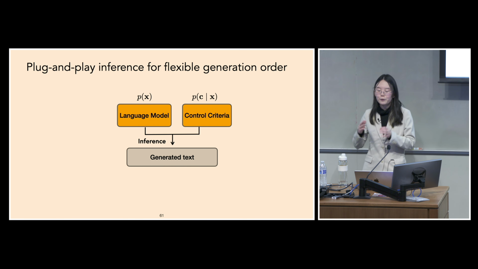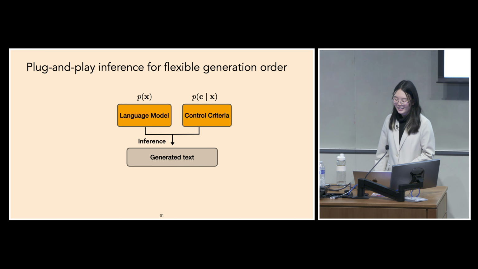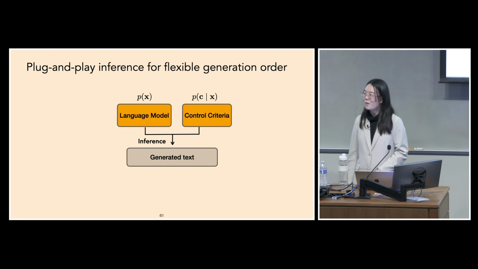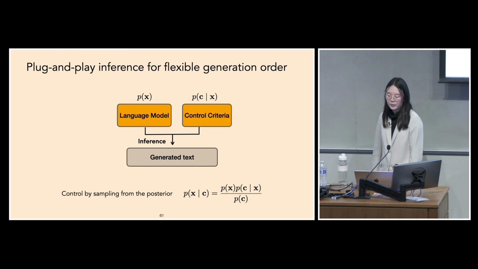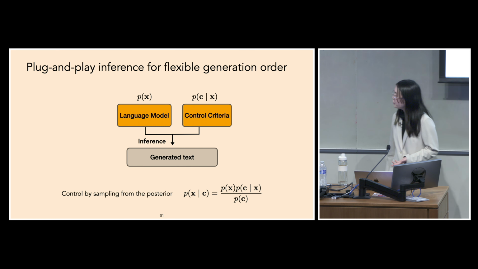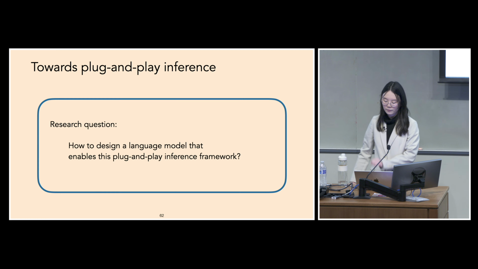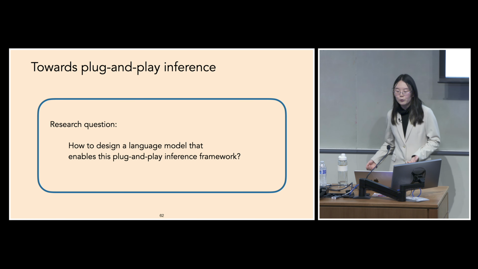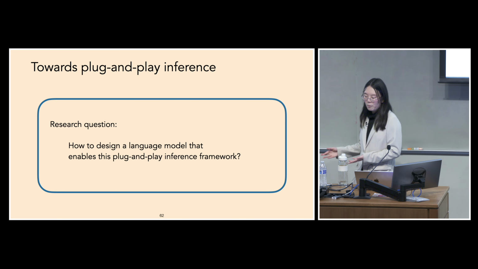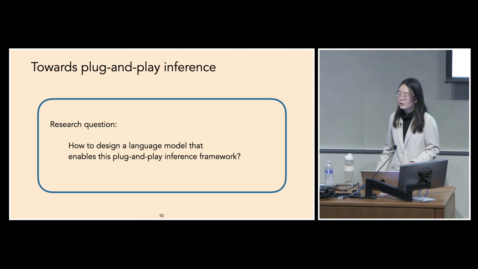So overall, this inference seems really magical. How should we formulate it mathematically? The answer was kind of hinted in the earlier part of the talk. We formalize it as a posterior inference problem, where we sample from the posterior distribution conditioned on the control criteria. So we sample from P of x given C. So this leads to our research question: how can we design a language model that enables this form of plug-and-play inference? And what are the core ideas that are necessary to get this to work?